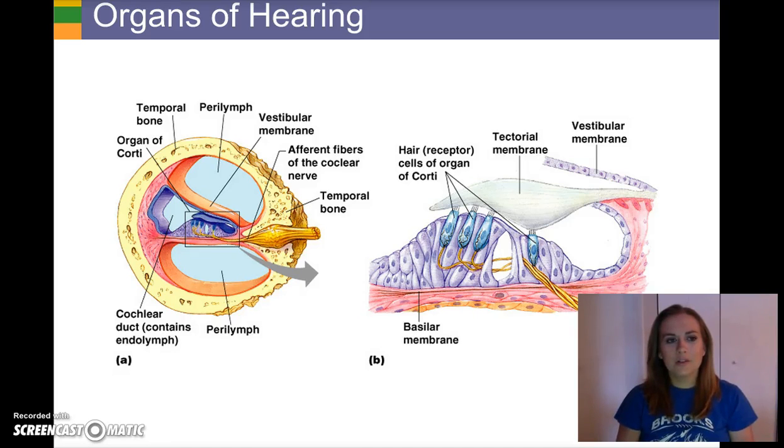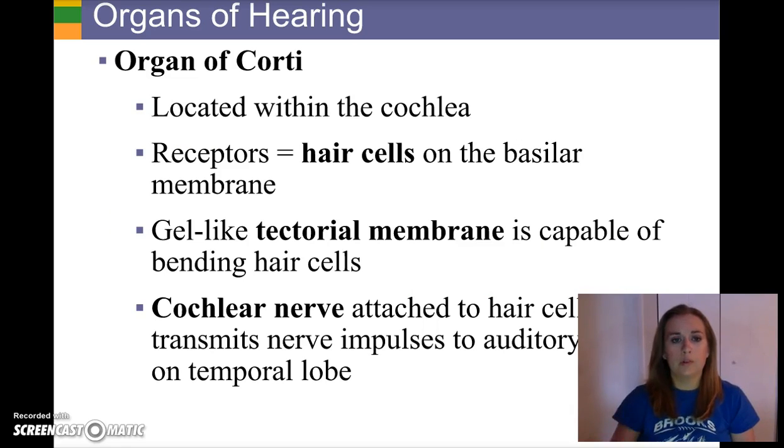Hey guys, we are going to finish up talking about the ear, hearing, and balance today, and we're going to talk more about the physiology of hearing and equilibrium or balance. So we're going to start with hearing. I know I'm blocking out a little bit of the text at the bottom, but you guys have these slides shared with you, so follow along as we go.